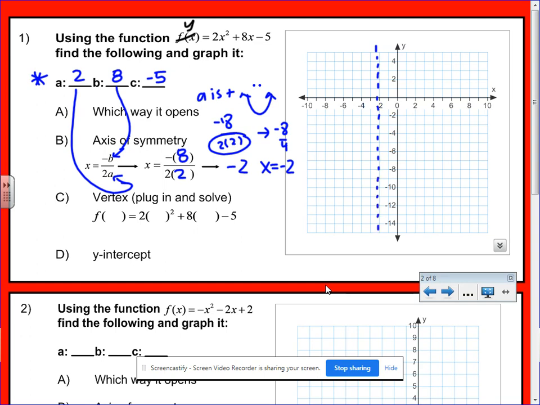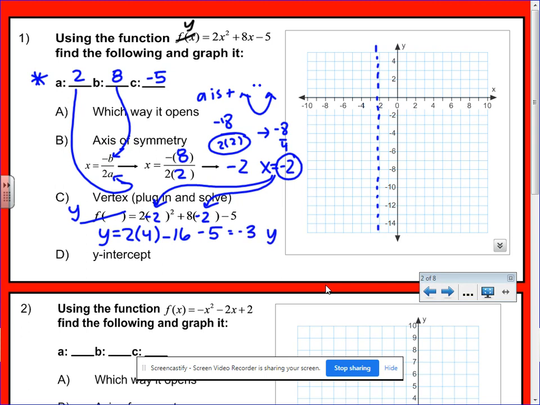And you know your vertex is going to be somewhere on this line. And remember, I take negative 2 now to find my vertex, and I plug it in. So y equals 2 times negative 2 squared, which is 2 times 4, 8. 8 times negative 2 would be minus 16. Minus 5. So 2 times 4 is 8, minus 16 is negative 8, plus 5 is negative 3. Wait, minus 5, so negative 8 minus 5. So y equals negative 3, which means that my vertex is the combination of these two. So it's negative 2, negative 3. So I'm going to go ahead and just draw that right now.